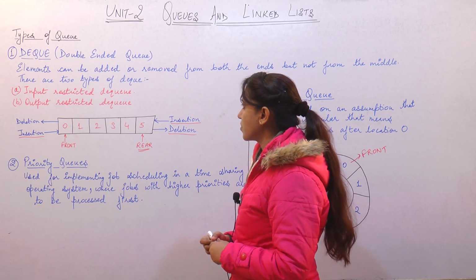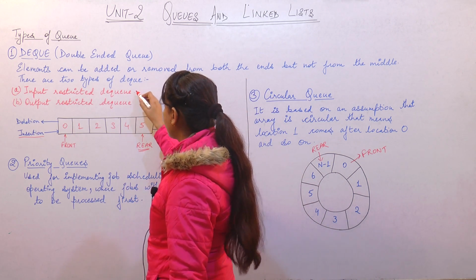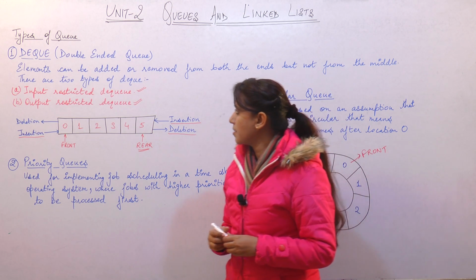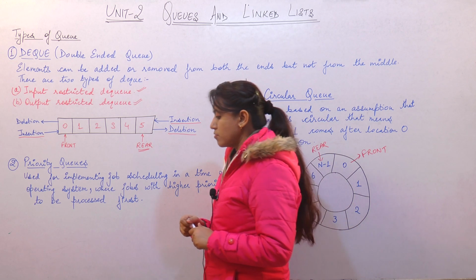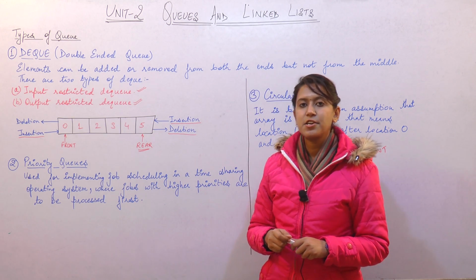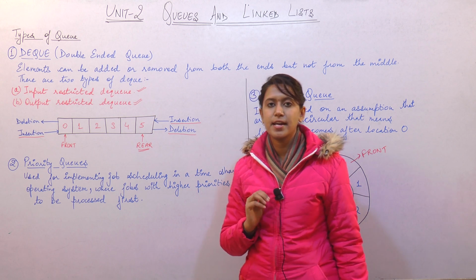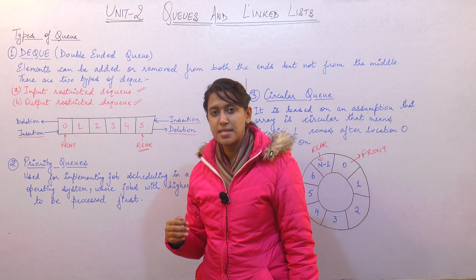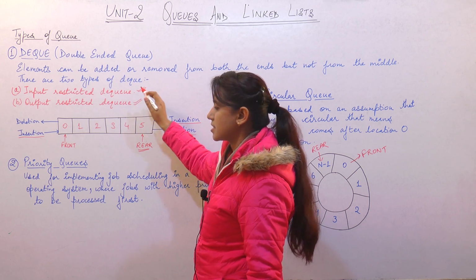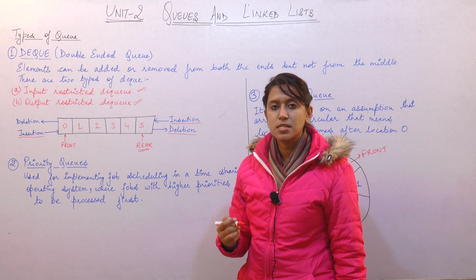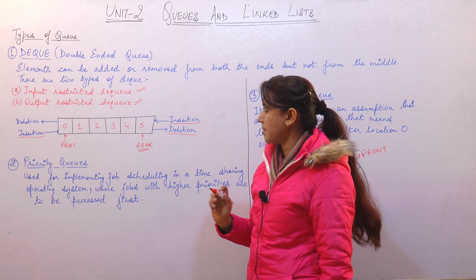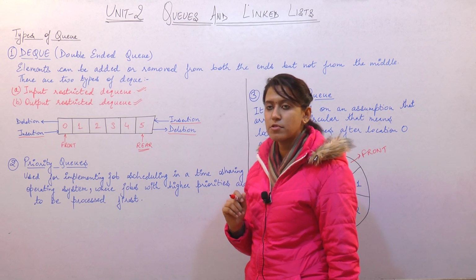Now the double ended queue can further be divided into two types. First one is input restricted DQ and second one is output restricted DQ. Considering input restricted DQ, the new element that we want to insert in our DQ can only be inserted from one end, but the element already present in that DQ can be removed from both the ends. That's why we are calling it input restricted. Input restricted means the new element can be inserted from only one end, but an element can be deleted from both the ends.